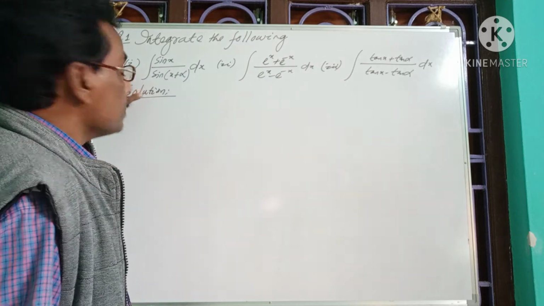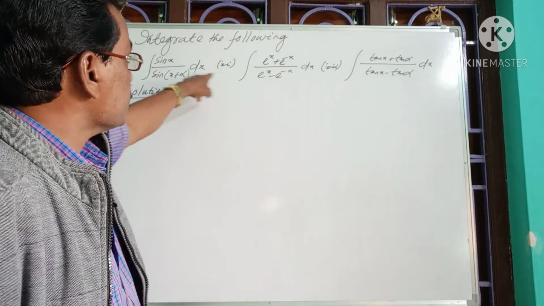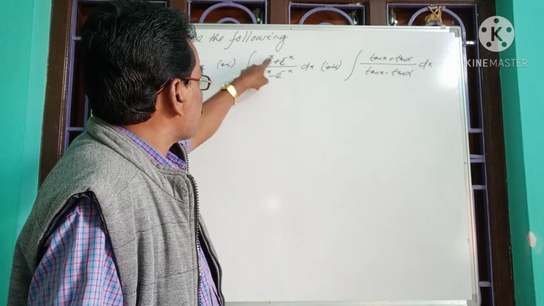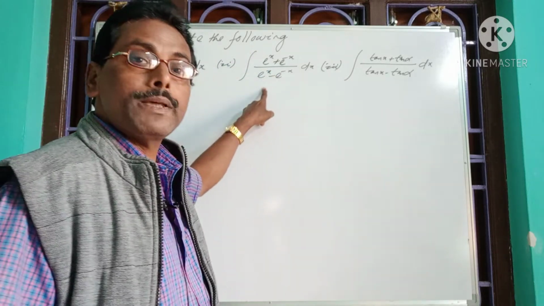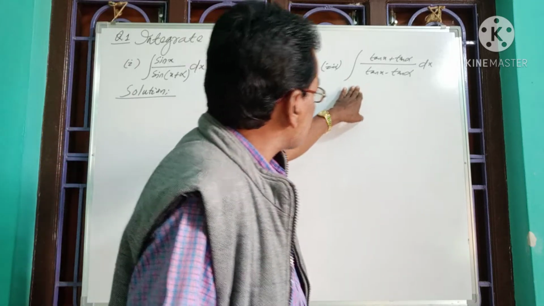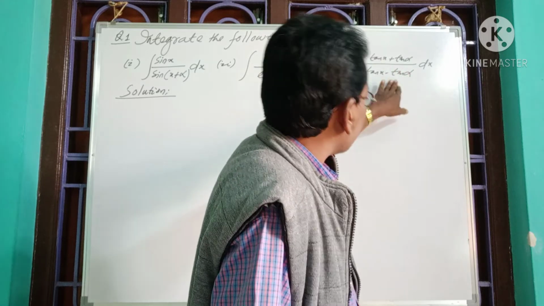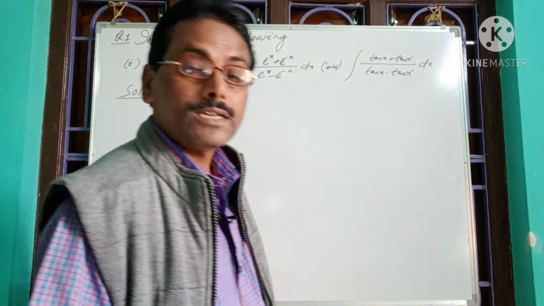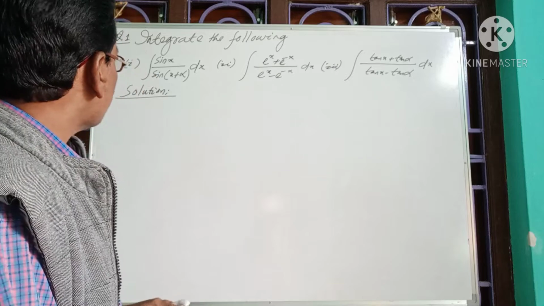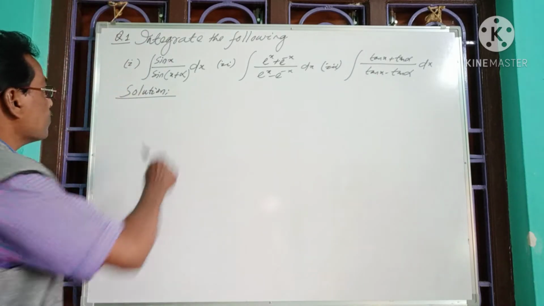First, we have to integrate sin x by sin of x plus alpha with respect to x. Then we have to integrate (e to the power x plus e to the power minus x) by (e to the power x minus e to the power minus x) with respect to x. Then we have to integrate (tan x plus tan alpha) by (tan x minus tan alpha) with respect to x. So let us start with the first problem, that is, how to integrate sin x by sin of x plus alpha with respect to x.